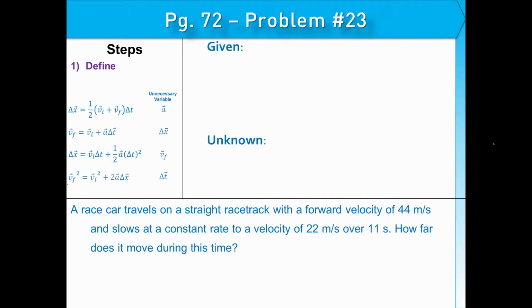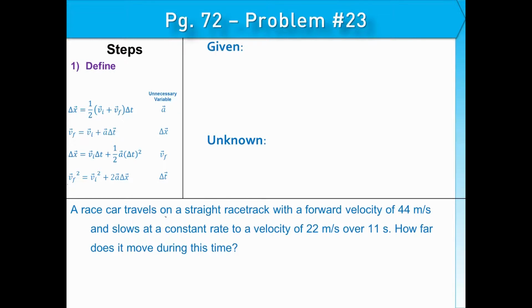A race car travels on a straight racetrack with a forward velocity of 44 meters per second and slows at a constant rate to a velocity of 22 meters per second over 11 seconds. How far does it move during this time? So let's go ahead and look at the first part.